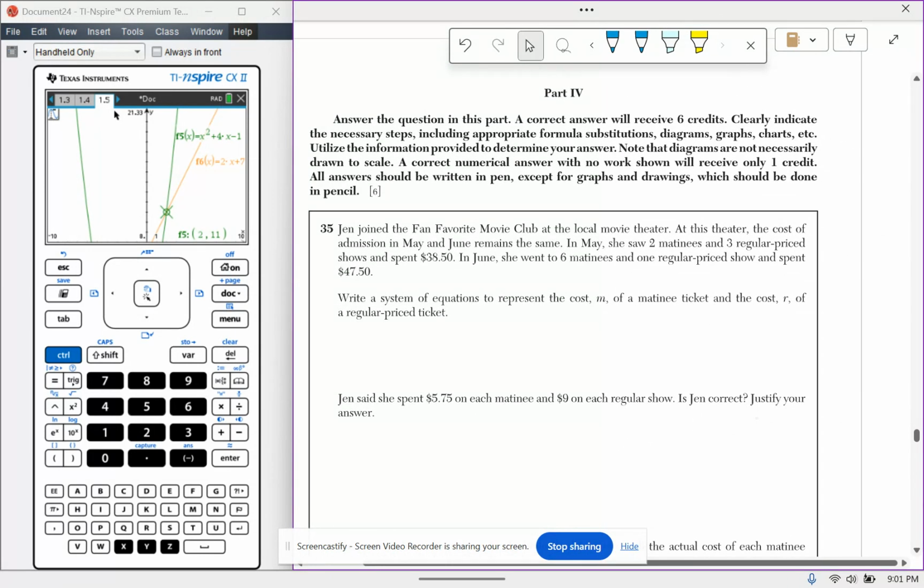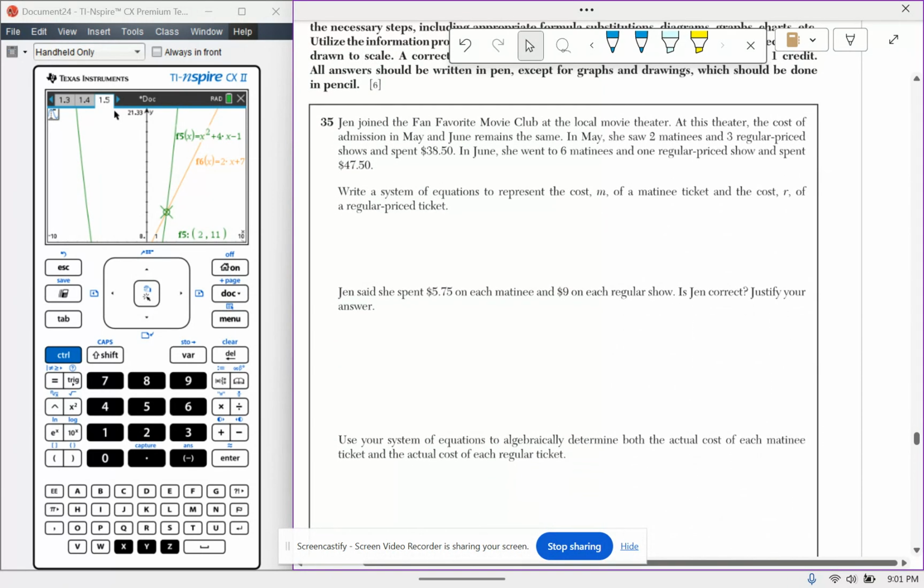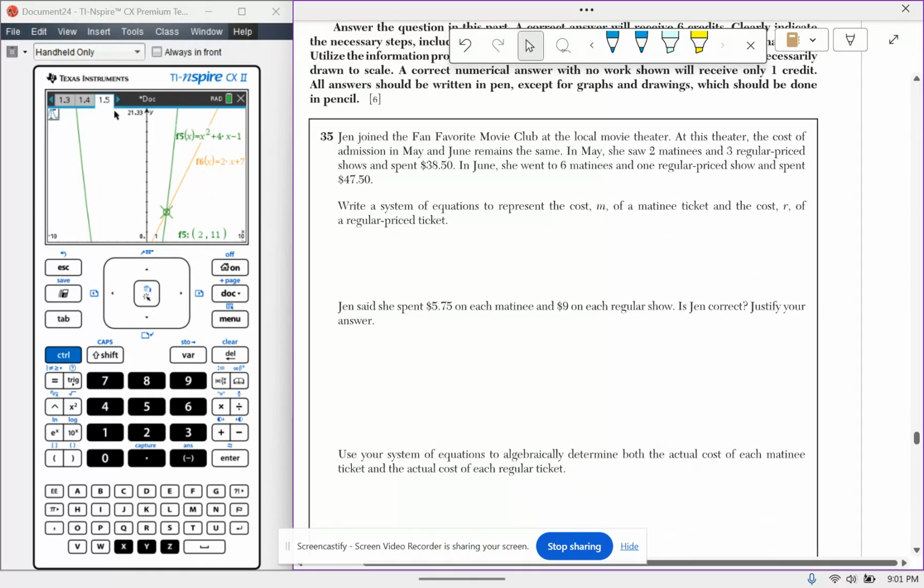35 is your long one. He's worth 6 points. So make sure you get all 6 of those points by making nice graphs, right? You want to seal your graphs, straighten, extend, arrows, labels, okay?